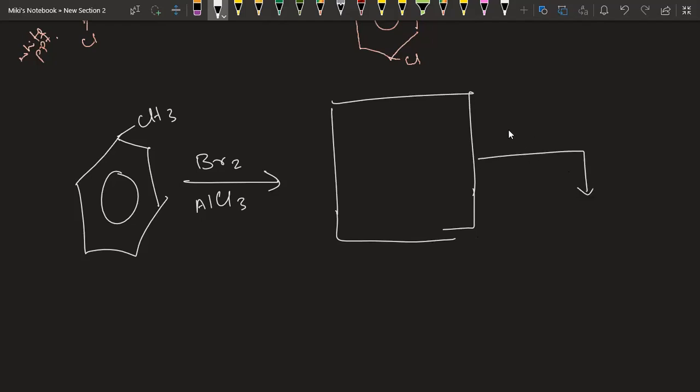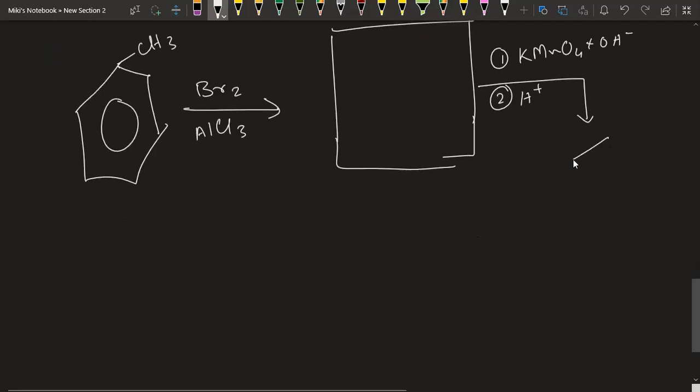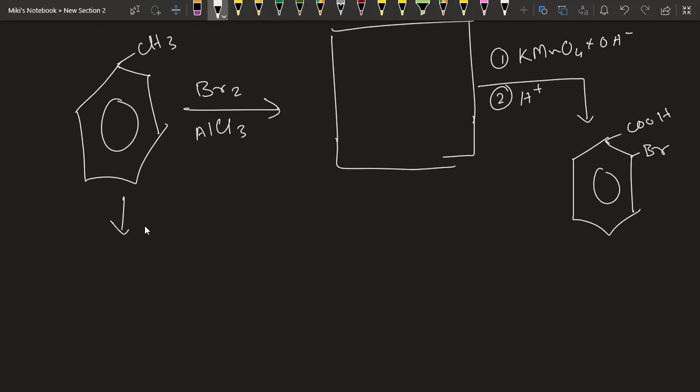From there, when we add, the first condition is KMnO4 plus OH minus, and then the next step, like a two-step reaction. So in the first step, we're doing this. In the second step, we're adding H plus, okay? This is one of the reactions happening, and in this case the final product is this one, COOH and Br, okay? And over here, we are adding in the first step KMnO4 plus OH minus, and in the second step, we're adding H plus.